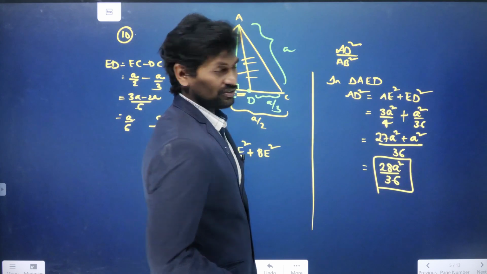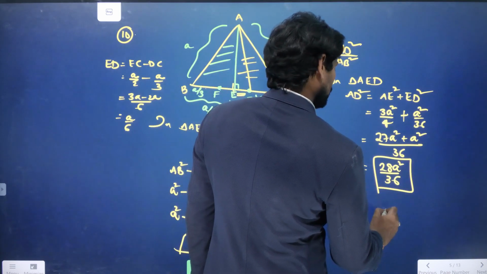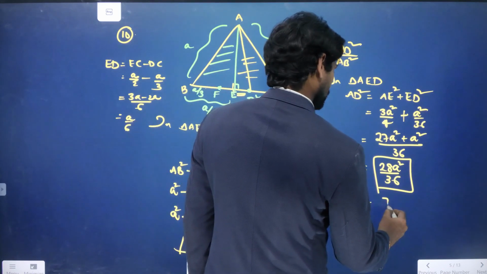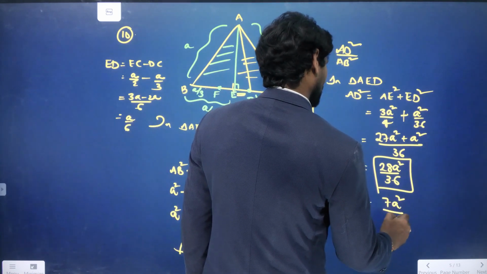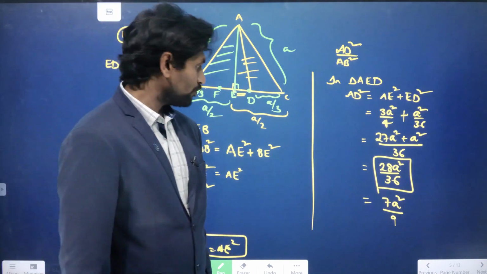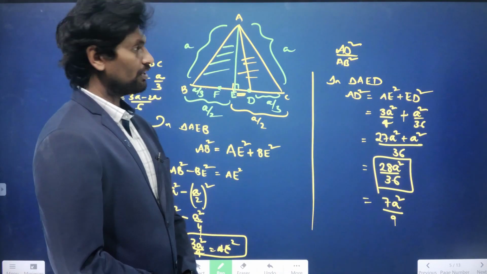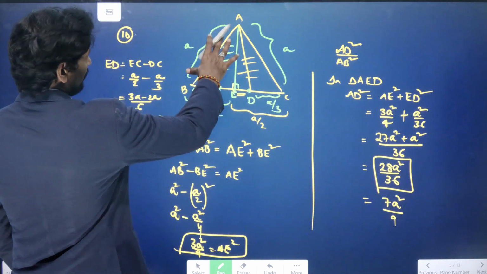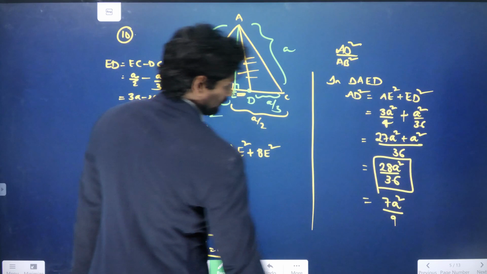If you want to cancel, you can cancel by 4. 28 and 36 both can be cancelled: 4 sevens are 28, 4 nines are 36. So 7a square by 9 is the AD square value. But what is the AB square value? AB square value is a square.